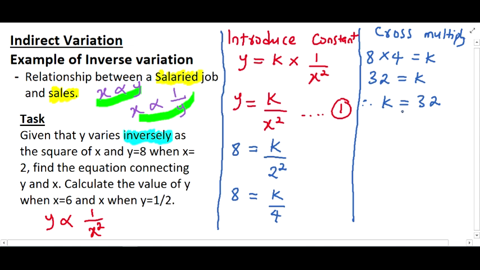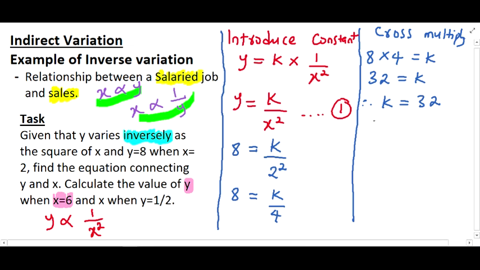Okay, let's check out the next question and know how to solve for it. Now, the next question stem is saying calculate the value of y. Which means y is actually unknown, missing, when x is 6. Okay. So remember the rule that says always bring back the general equation.